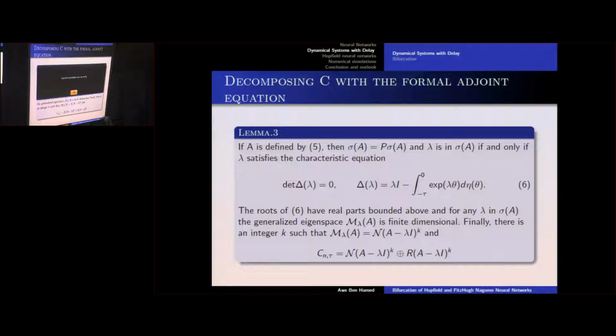So here we have the characteristic equation. It is equal to 0, so we have Δ(λ) equal to λI minus this integral. The roots of this equation have real parts bounded.